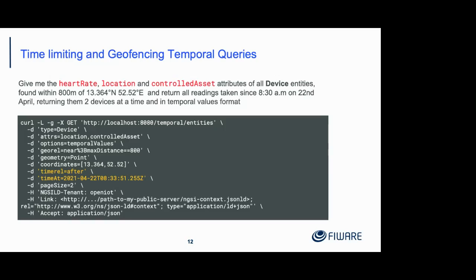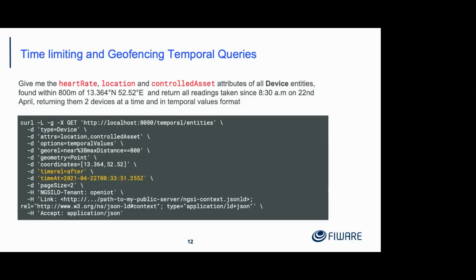Obviously, device is the short name for my system, and I am providing the long URL in the link header at the bottom. I want to retrieve this as JSON. I am able to restrict my payload in the same way as I would do for entities by saying attrs. So I just want location and control attrs. I put heart rate in there. There's a mistake on there, isn't there? I should have heart rate in the attrs as well. So that needs to be changed.